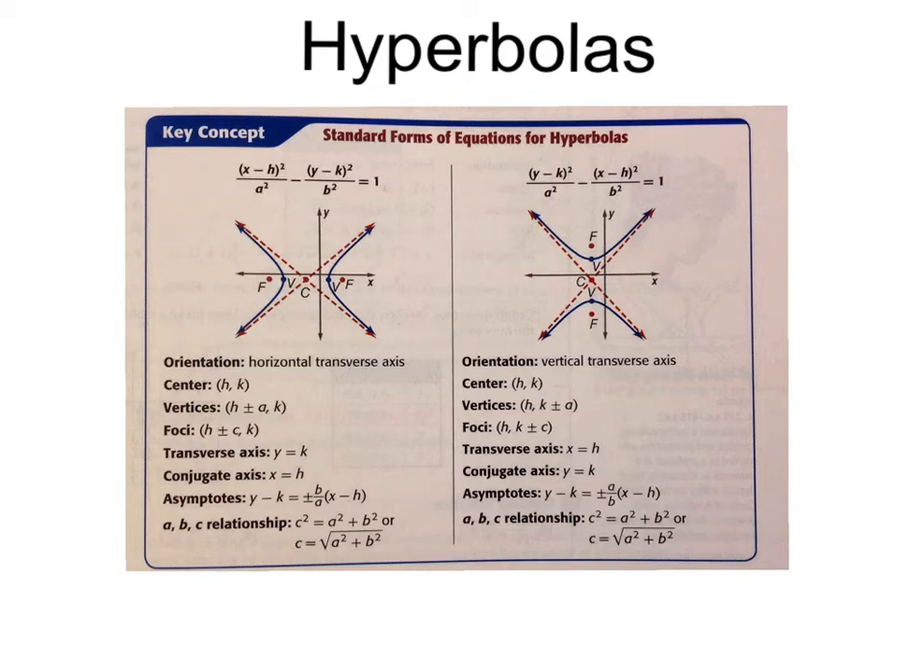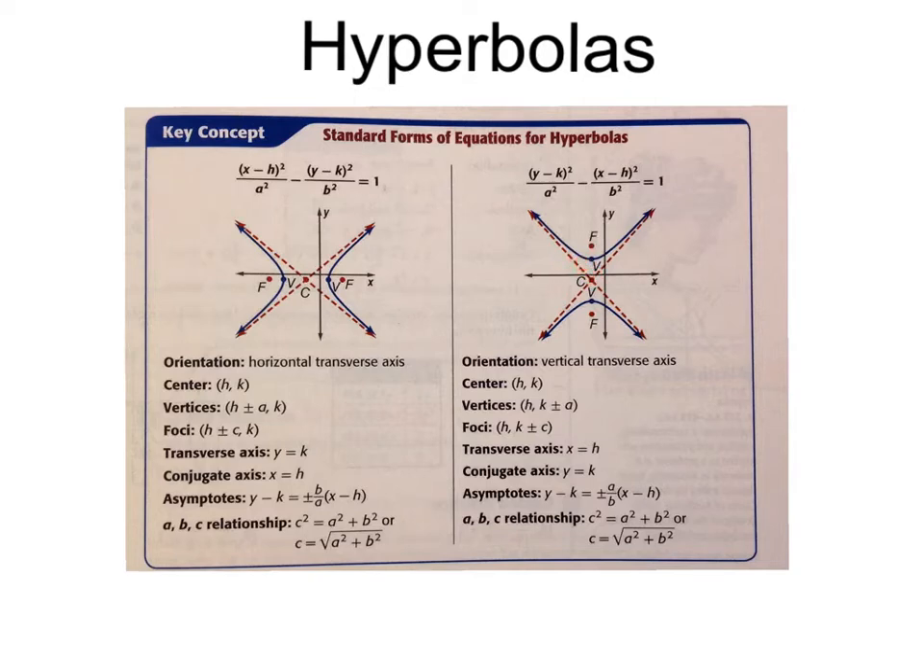To find your foci, we're going to use the fancy a, b, c relationship we have down here, which you should think of as very similar to the Pythagorean theorem: c squared equals a squared plus b squared. The foci are going to be a distance of c away from the center point, again, either horizontal or vertical, depending on that x squared term or y squared term.